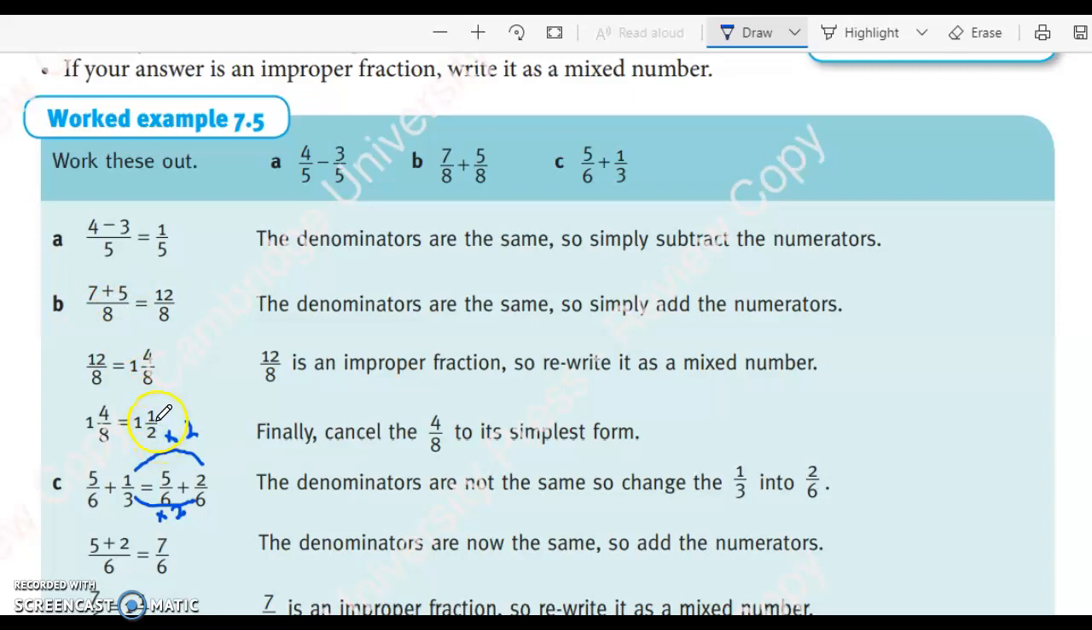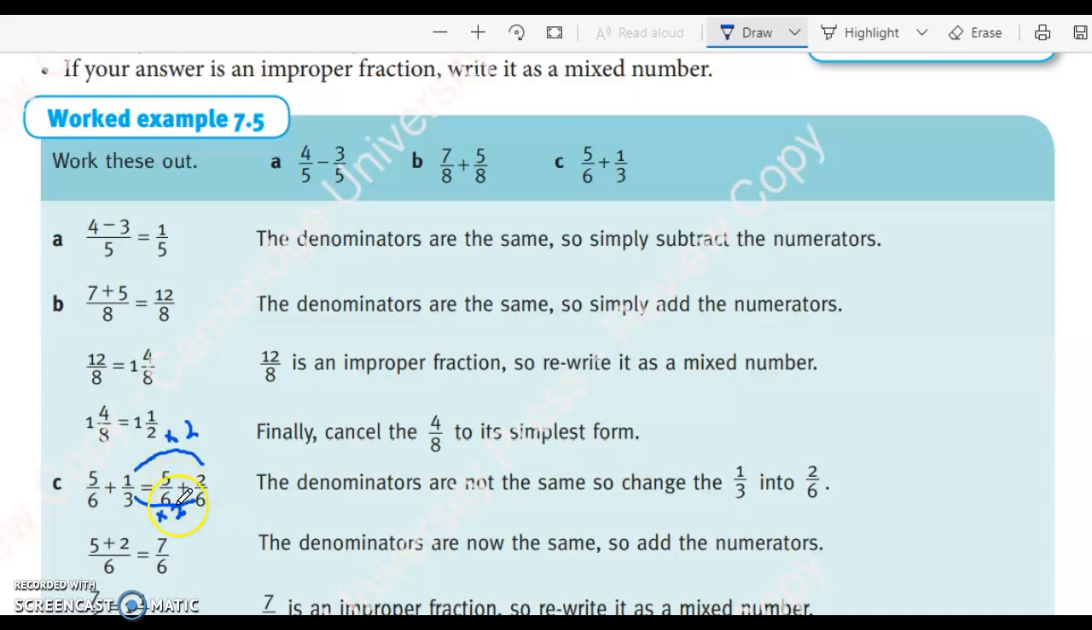Or 1.5. Okay, the next one, how about 5 out of 6 plus 1 out of 3? Here we have different denominators, right? 6 and 3. So we have to make the denominators the same, by finding the lowest common multiple, or KPK in Bahasa, of 6 and 3. So we have 6, right? So 5 out of 6 is still 5 out of 6. How about the 3? 3 becomes 6, times 2. 1 becomes 2, times 2.